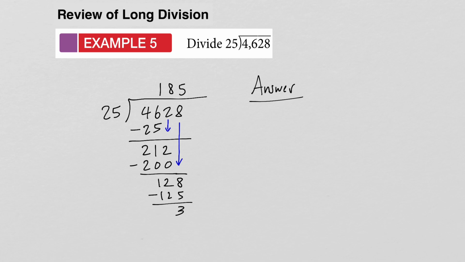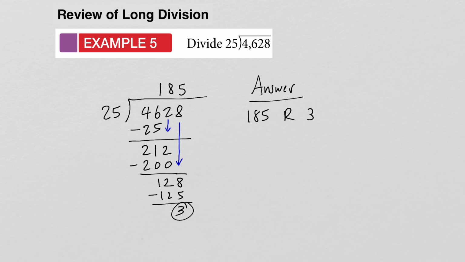So one way to say the answer is 25 goes into 4,628 185 times with a remainder of 3 left over, right? So this is one way we can answer the question.